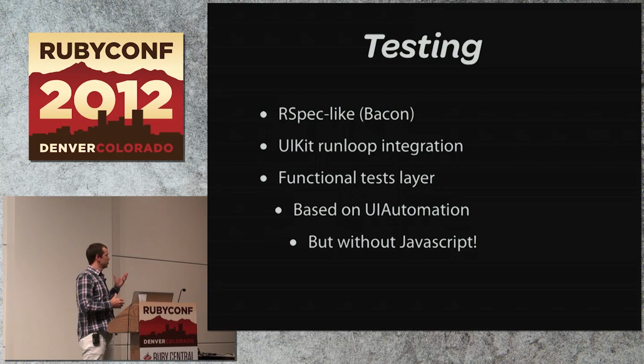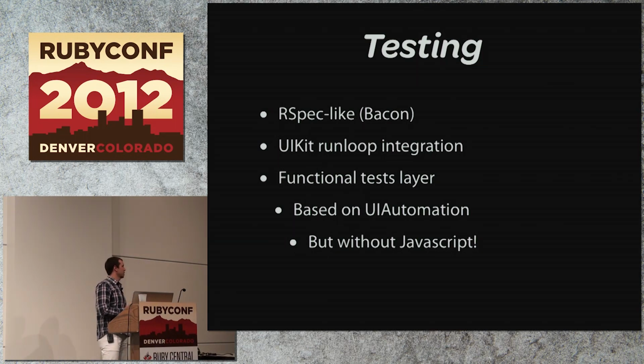And HipByte felt it was very important to have testing kind of built into your apps. So when you generate an application with RubyMotion, you get a testing framework that comes with it. It's an RSpec-like language. It's a port of Bacon. And it actually integrates with the run loop of UIKit.